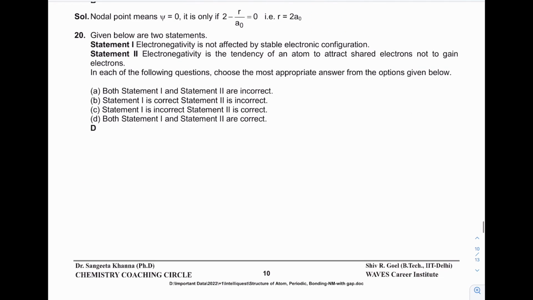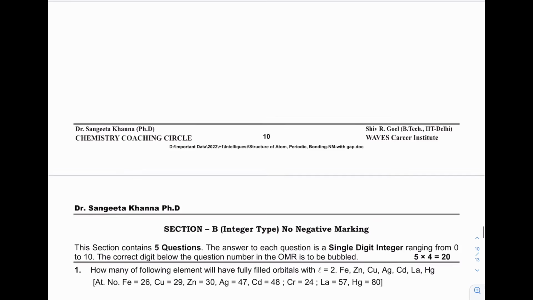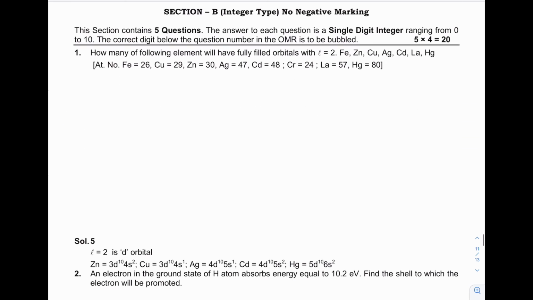Next is, electronegativity is not affected by stable electronic configuration. Yes, because it is a property of the bonded state. Electronegativity is the tendency of an atom to attract shared electrons, not to gain electrons. Yes, this is also correct. So both the statements are correct. It is D.